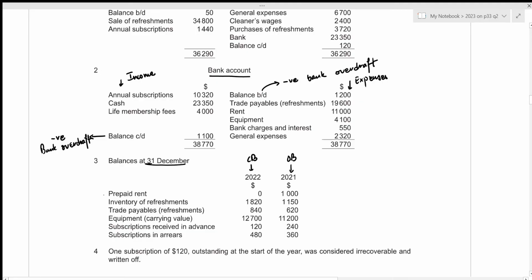We have it for the prepaid rent. We need to make adjustment to rent. Then we have inventory of refreshments, trade payables for refreshments, equipment at carrying value, and subscription received in advance and subscriptions in arrears. Then one subscription of 120 was outstanding at the start of the year. It was considered irrecoverable and written off. So this is a subscription written off, which we need to incorporate during calculation of subscription account.